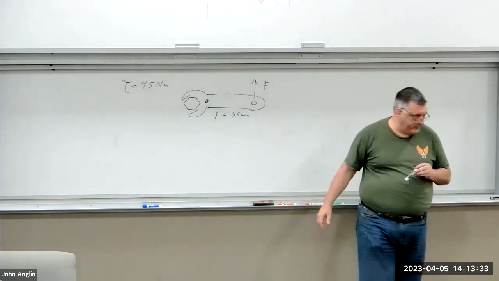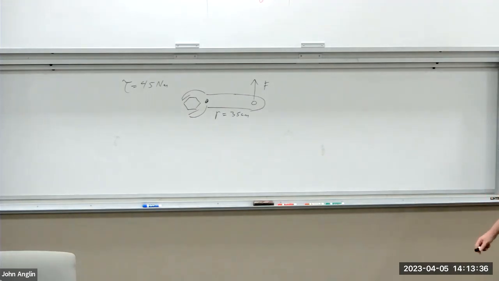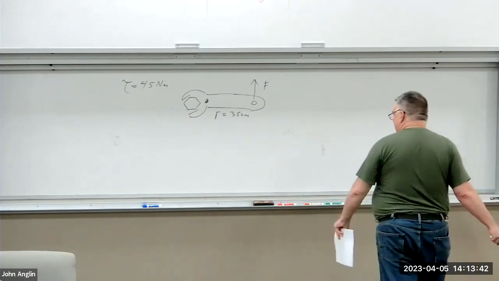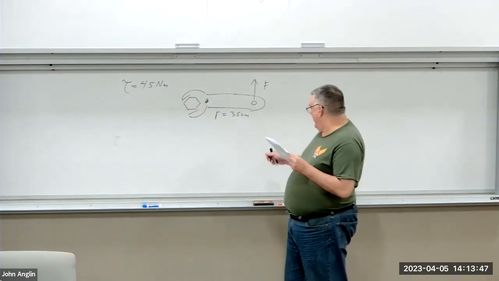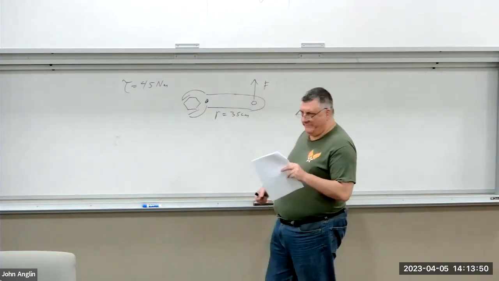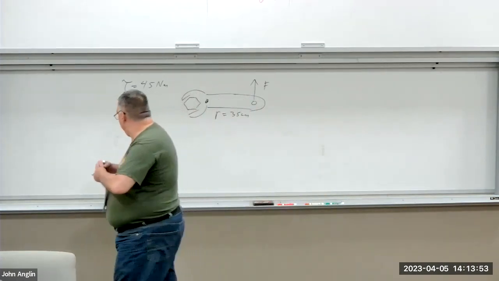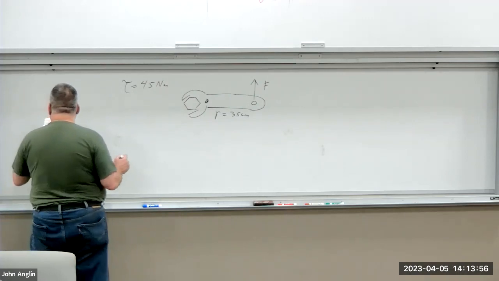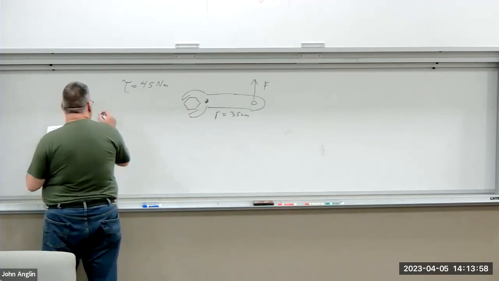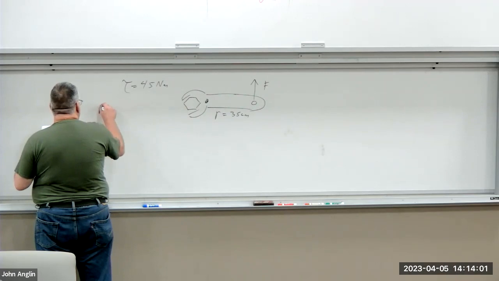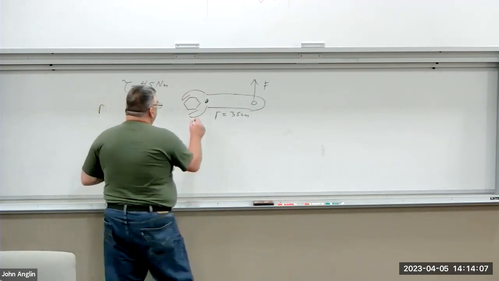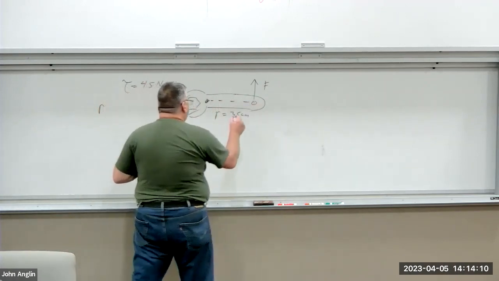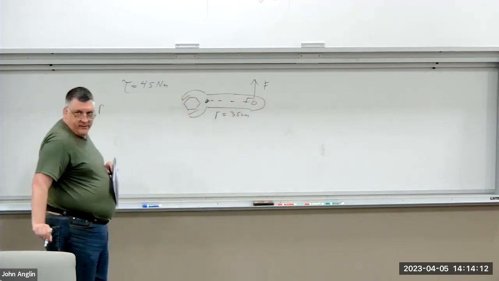So here's this problem. We have a wrench. We know how long the wrench is. And we know how much torque it takes to break this loose. So I need to know how hard I need to turn the wrench or pull it. Well, I know the torque. I know that torque is R cross F. So I need my R and I need my F, and I need to know something about that angle.